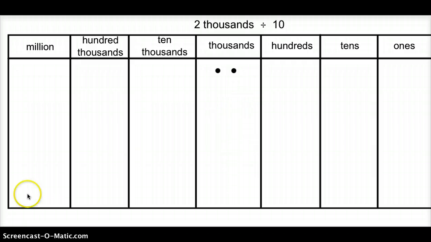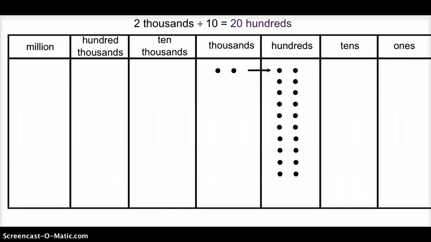So the first thing I need to do is unbundle my thousands. When I unbundle my thousands, I take it to the next lower place value. Each 1,000 unit is the equivalent of 10 hundreds. So because I had 2,000 units, that breaks apart into 20 hundreds. From this point, I can make 10 groups within because I have lots more units to work with.